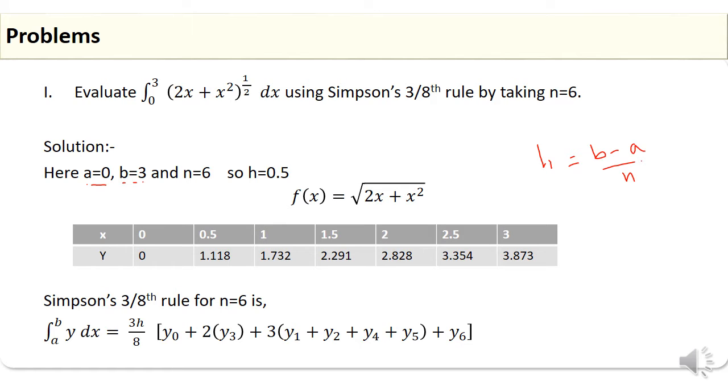Here our function is square root of 2x plus x square. Make a table of x value and y value. X starts from 0 with the step length 0.5 till 3. Substituting x values in f of x equal to square root of 2x plus x square, we get the respective y values. Here y naught equal to 0, y1 equal to 1.118, y2 equal to 1.732, y3 equal to 2.291, y4 equal to 2.828, y5 equal to 3.354 and y6 equal to 3.873.